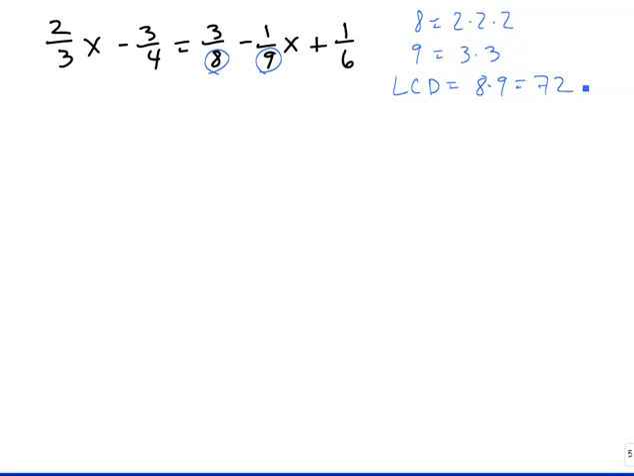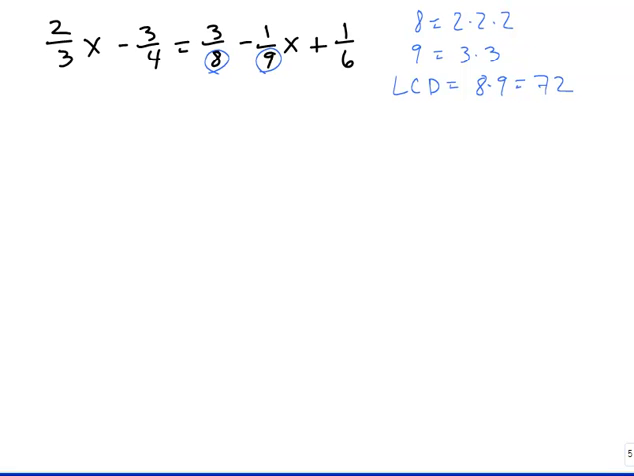Now, before we use that, we have to make sure that all the other numbers will also divide into 72. Well, I know that 3 does, because 3 went into 9, and 9 went into 72. I know that 4 must go into 72 because 8 went into 72 and 4 goes into 8. And I know that 6 goes into 72 because 6 divided into 72 is 12. Okay, so 72 is my least common denominator.